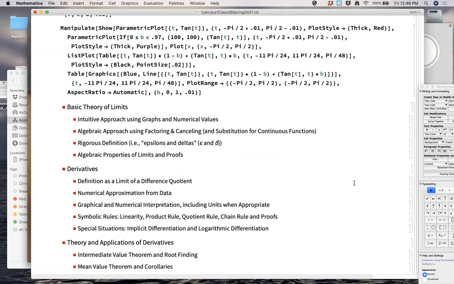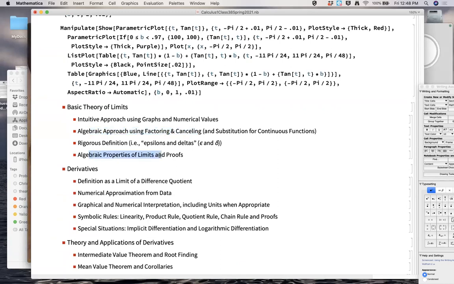At the very end of chapter 1, we got into the theory of limits based on an intuitive approach with graphs and numerical values. We did talk a little bit about epsilons and deltas and those windows where the graph exited, but that wasn't a big focus for us. That is a focus more for a class like real analysis. We did some algebraic approaches where we factored and canceled.